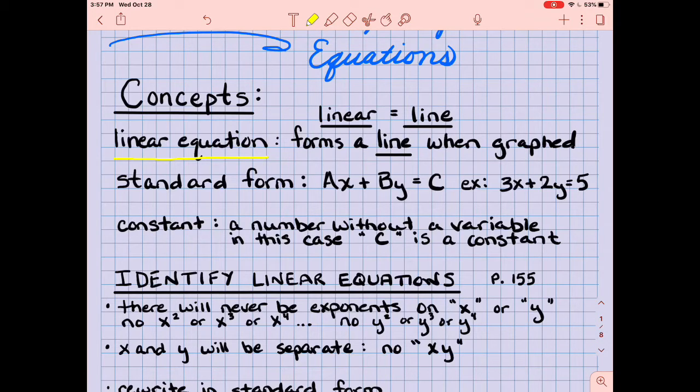And we're going to talk about standard form. Standard form looks like ax plus by equals c. An example of that would be 3x plus 2y equals 5. Notice the number 3 would be a, 2 would be b, and 5 would be c. A constant is a number without a variable. In this case, c is a constant. It would be the number 5 in the example equation.